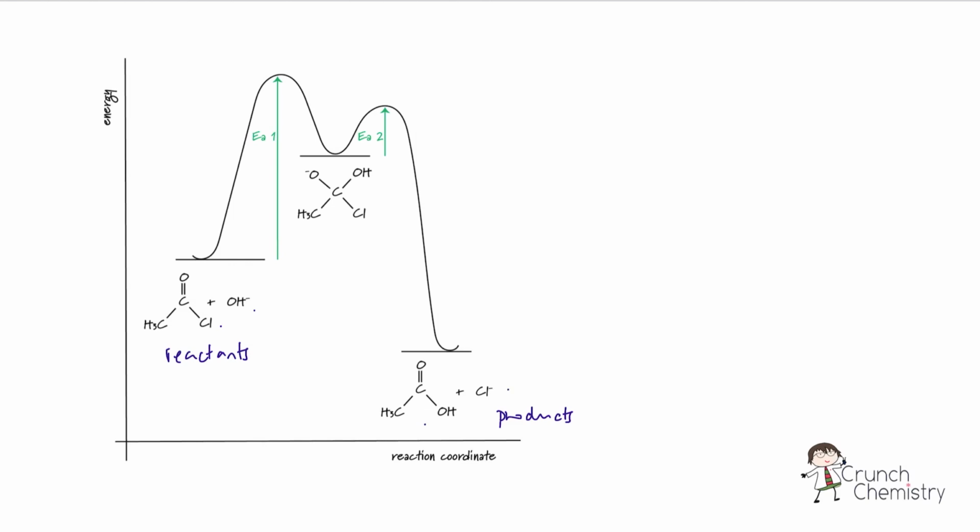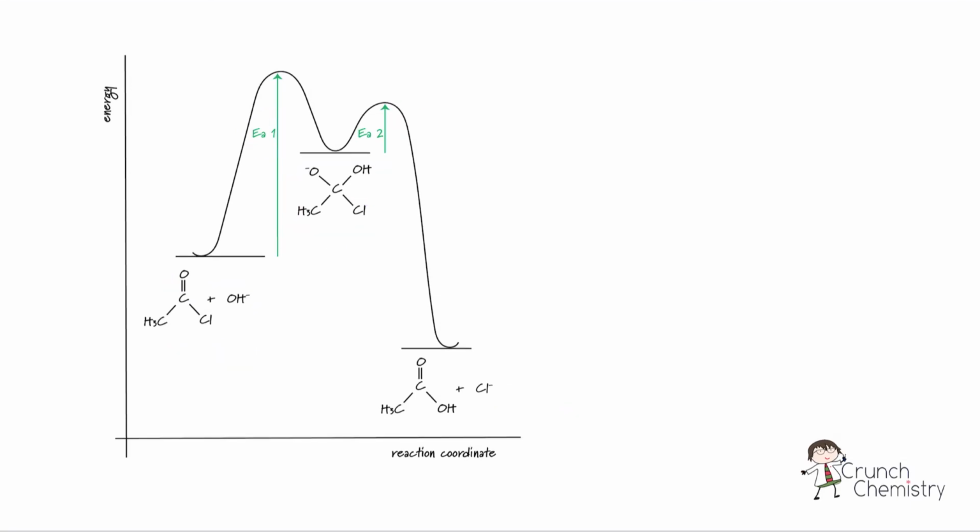and the chloride ion. In the first step, the step with the greater activation energy, we've got the bond forming between the oxygen of the hydroxide ion and the delta positive carbon. And we have our intermediate. And in the second step of the reaction, the intermediate goes on to react to form the products by breaking the carbon-chlorine bond. And this step, as we can see here, has got a lower activation energy.